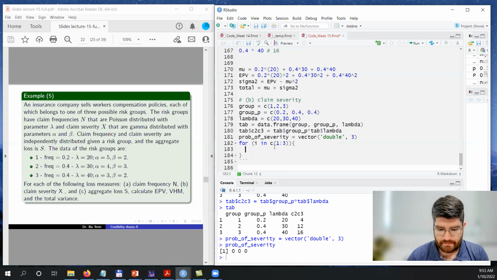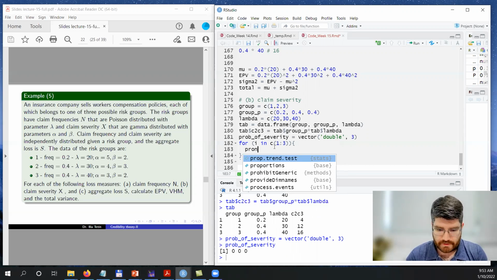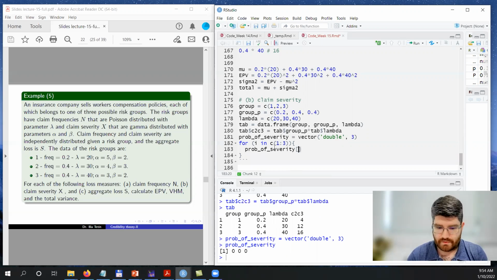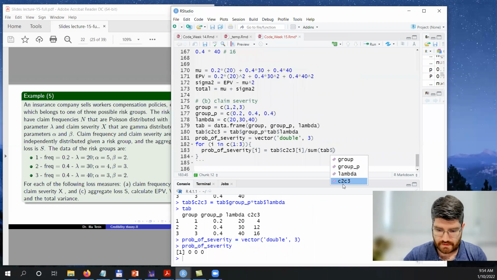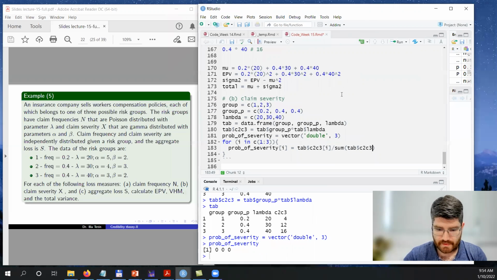for i in vector from 1 to 3, then our probability of severity i will be tab C2, C3, the particular value inside that column. So we will take this value, for example, and divide by the sum of all these values. Then we will take this value and divide by the sum, and then we'll take this value and also divide by the sum. Sum of tab, and we place the C2, C3 here. Okay, so this is it.